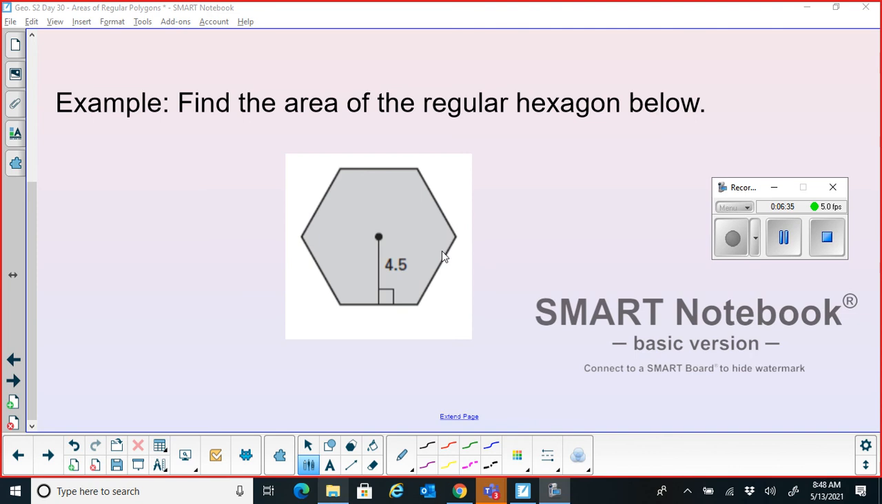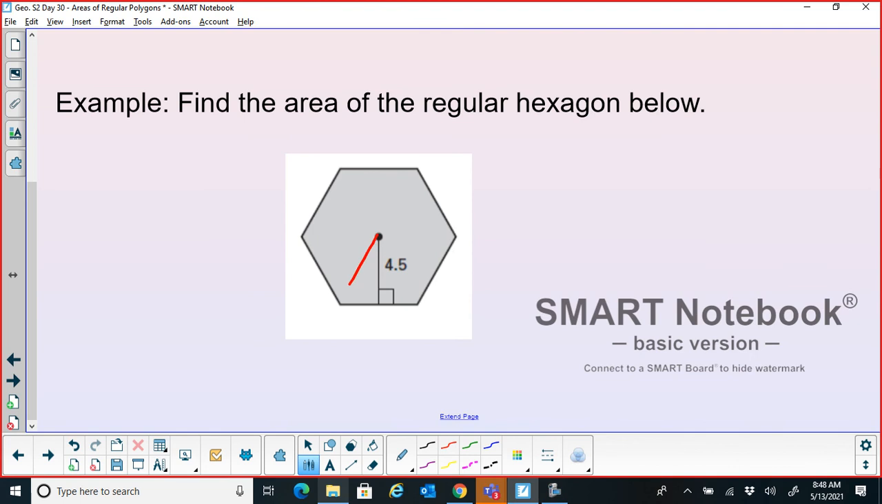To find the area of a regular hexagon, first I need a central angle. I need to find the central angle. The central angle is from here till here. This is your theta. It's a regular hexagon, which means that how many such central angles will exist in this particular 360 degrees?